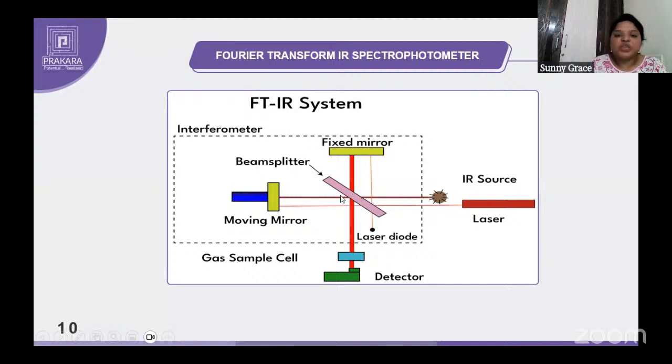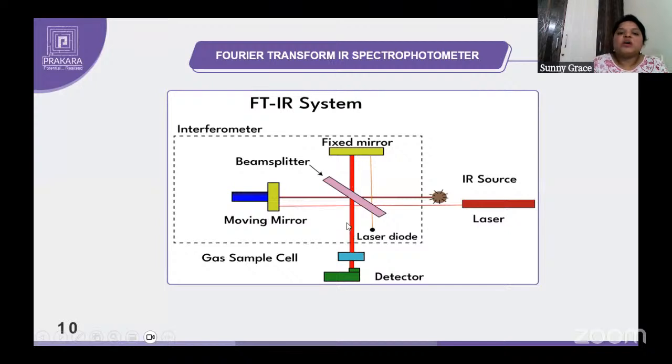Once it comes to the interferometer, it will fall on the beam splitter. Then the beam splitter will split the IR radiation equally to both sides, that is to the fixed mirror as well as towards the moving mirror. To reach the moving mirror, it will take a longer path. Here you are not able to see it, but actually from the beam splitter to reach the moving mirror, it will take a little bit longer time compared to the fixed mirror.